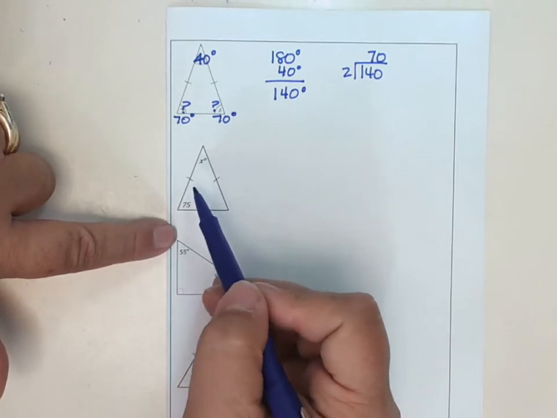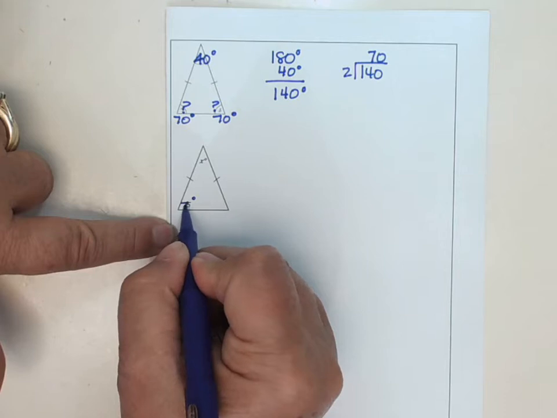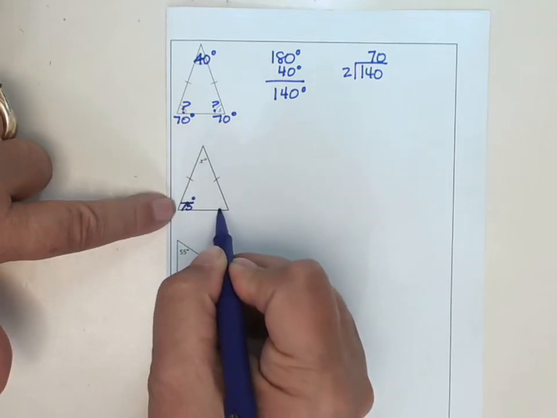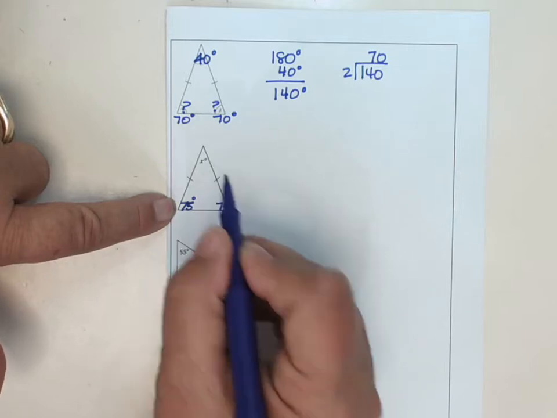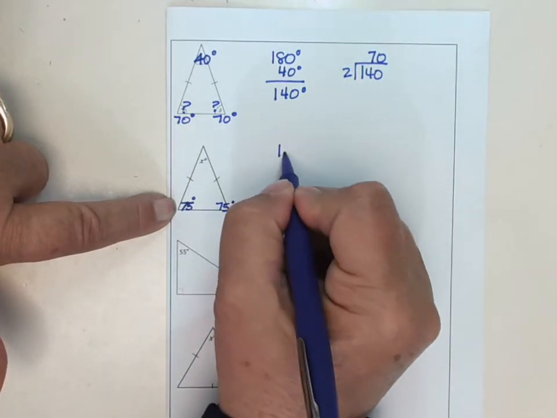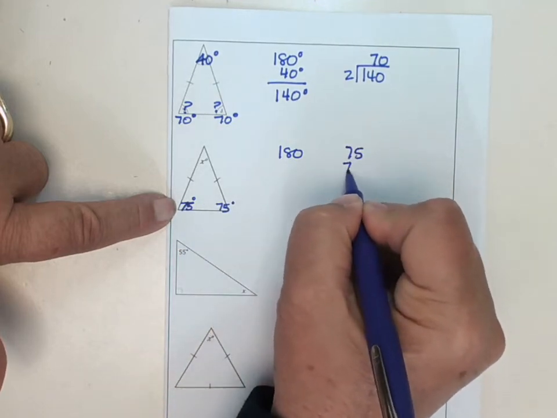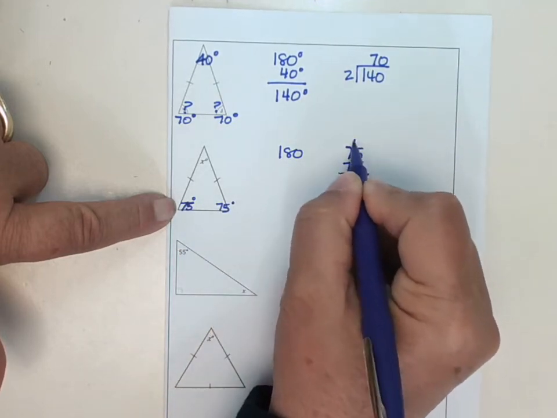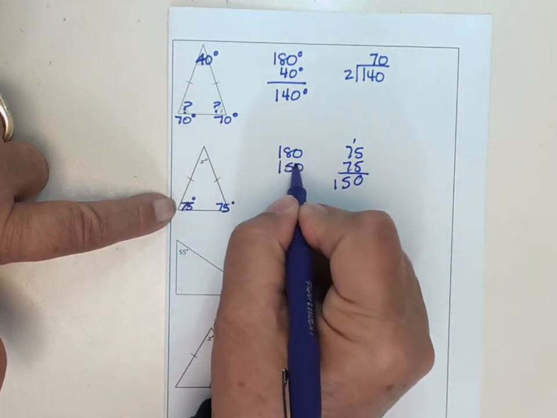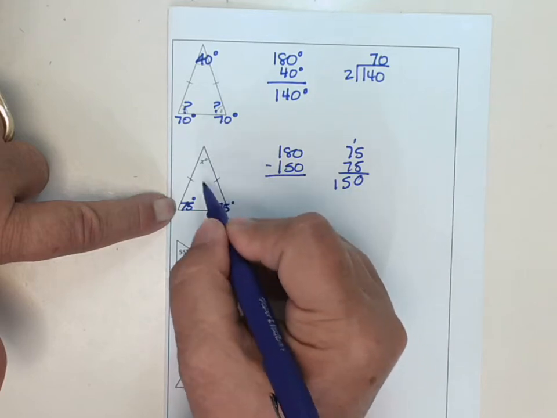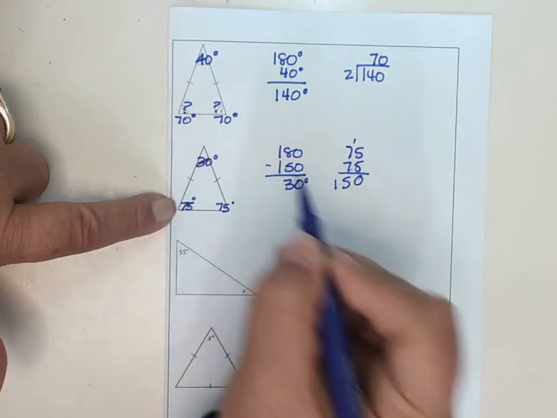Okay, here's another isosceles. We know that this down here is 75 degrees. I know it's hard to see. And then over here is 75 degrees because it's isosceles, right? So now we can find that one up there. Well, let's put 75 and 75 together real quick. That's 150. So these two together equal 150. And we're going to take away from the total and get 30 degrees. So this one up here would be 30 degrees.